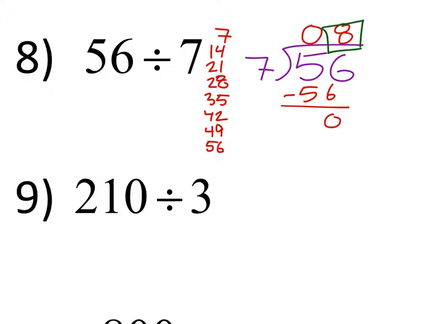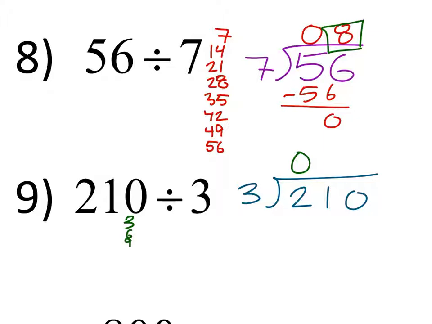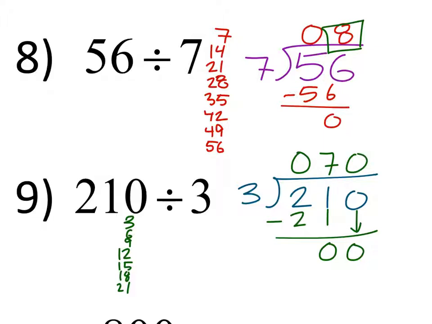Let's set that one up right now. So I got 210, and we're dividing this by 3. Once again, 3 does not go into 2, but it will go into 21. I think we did that one already. 3, 6, 9, 12, 15, 18, 21. So that's 7. So 7 times 3 is 21. I'm going to subtract that out, and then I got a 0. I'll drop that 0, and 3 doesn't go into 0 any times. So that's a 0 there. And my final answer is 70.